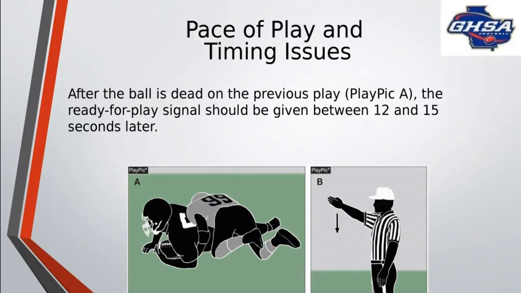Pace of play. After the ball is dead on the previous play, the ready for play signal should be given 12 to 15 seconds later. That's your window. So if you have a coach saying you're too slow or you're too fast, tell him 12 to 15 seconds is the window. And as you can see now, you are backed by this. You get those teams that want to hurry up and run it fast, or one of those teams that just tries to slow the ball down. They say, hey, you're blowing it too fast. 12 to 15 seconds. That's the window, and that's from the time the ball is down on the previous play.